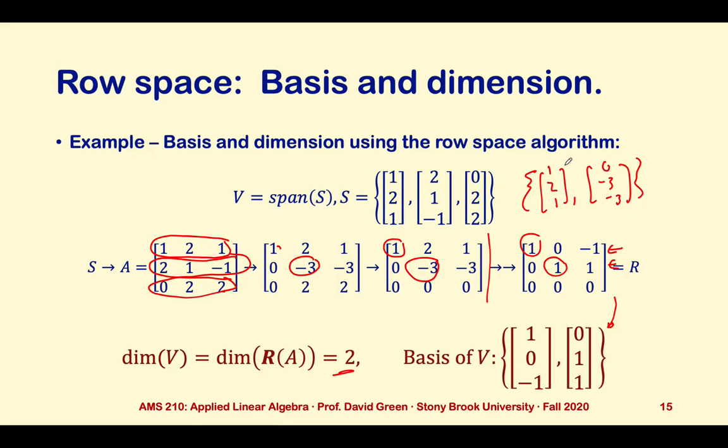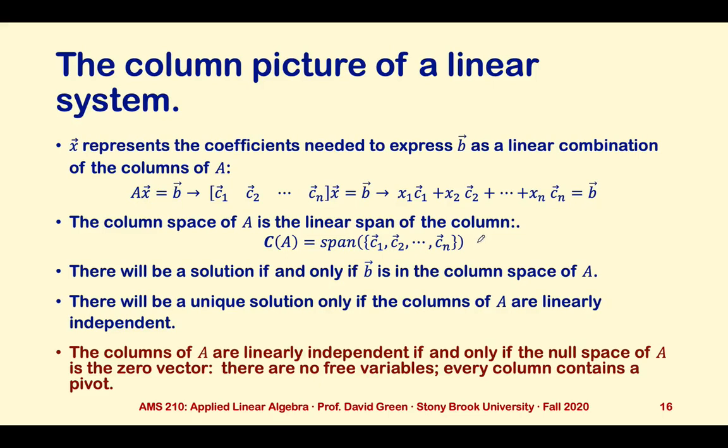This is a recurring idea in the row space algorithm that if we take things all the way to a reduced row echelon form, we can often find not only a basis, but a fairly simple basis, a basis that has vectors that have a lot of zeros in them. Okay, that's one way to find a basis.